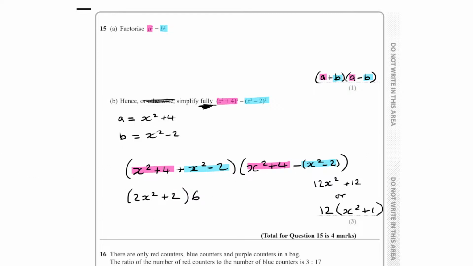All right, so that was that one. If you got the same as me but you did it a different way, that's fine, as long as you get the same as me at the end.